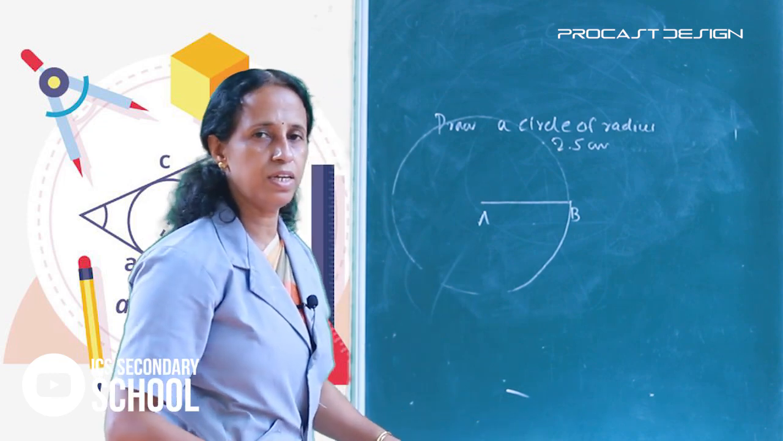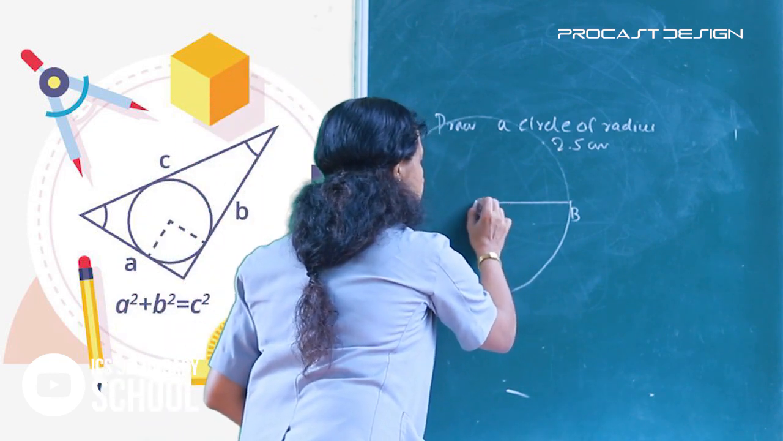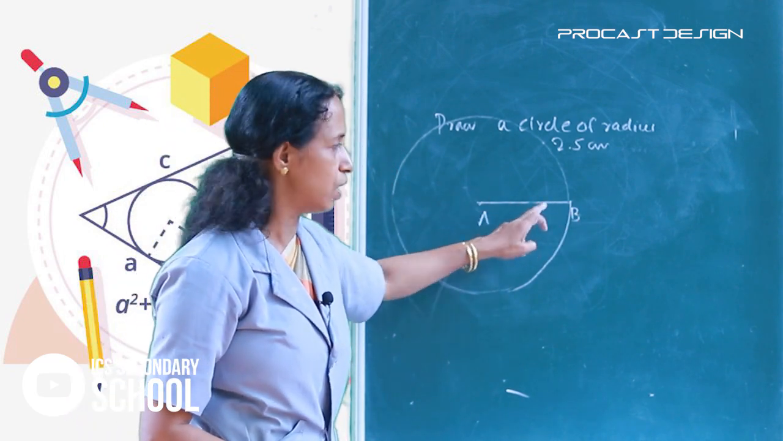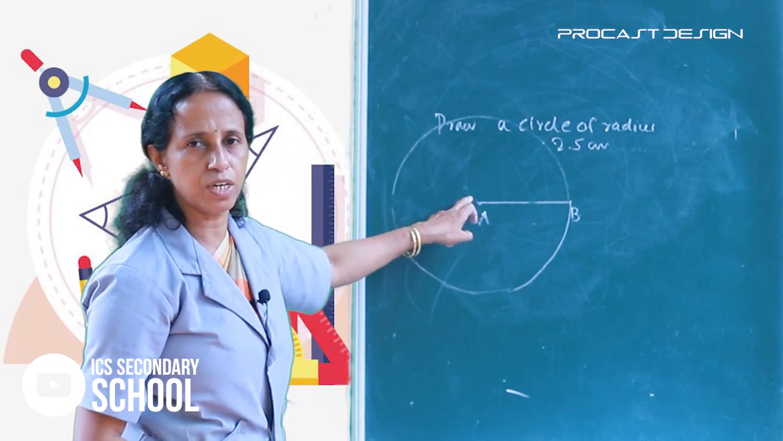Draw a circle. This is the center of the circle and this is the radius of the circle. AB is the radius of the circle and A is the center of the circle.